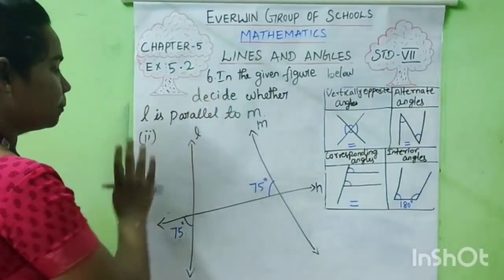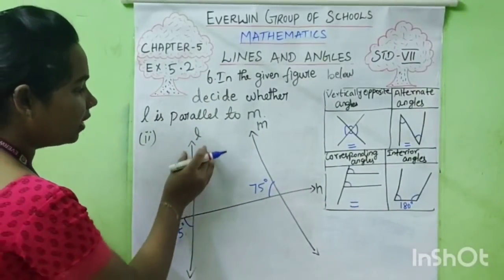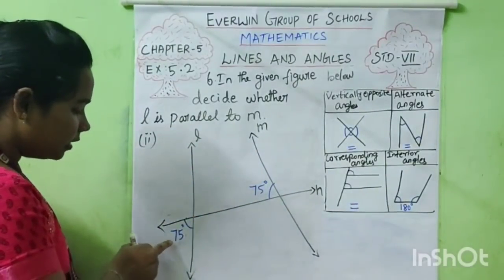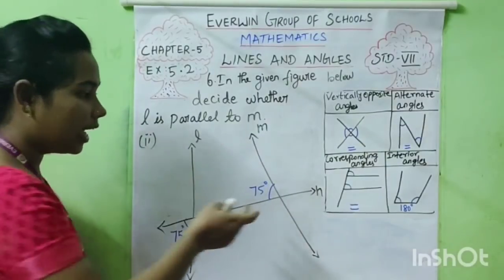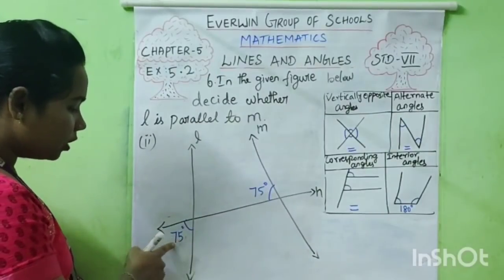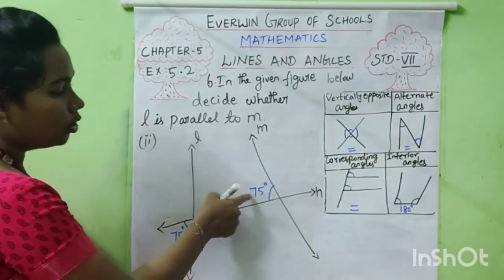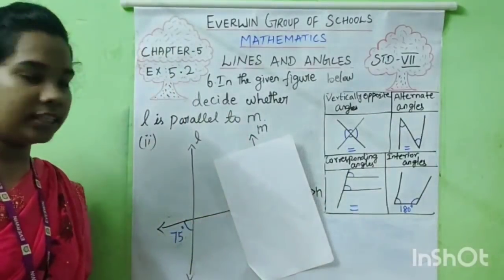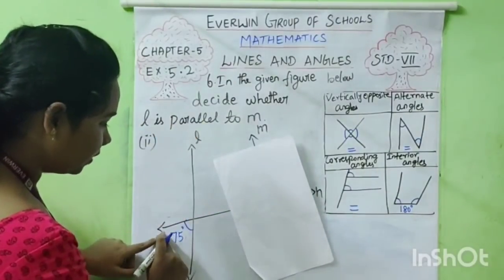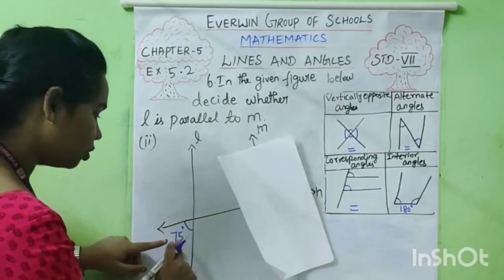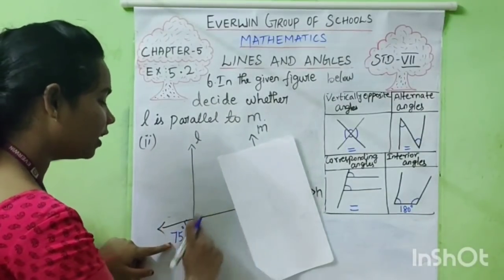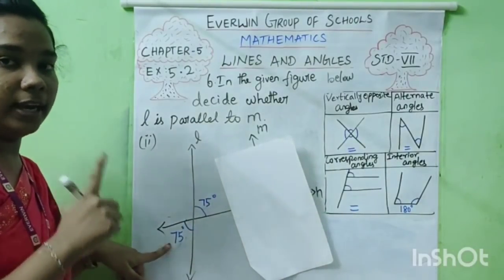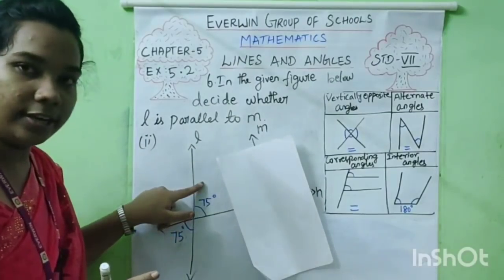Clear children? Same sixth problem, second subdivision. We should find whether this L and M are parallel or not. Okay children? So look at here. So L and M are lines and N is our transversal. Okay? So here they have given 75 degree, and here this angle also they have given 75 degree. So first I am going to hide this part. Okay children? So what is remaining here? See. This is looking like X, right? So if this is 75, vertically opposite is also 75 degree by the vertically opposite angle property, right? So this is 75 means this also 75.